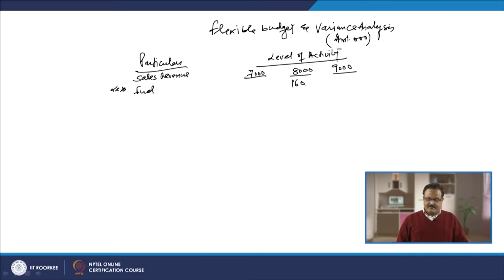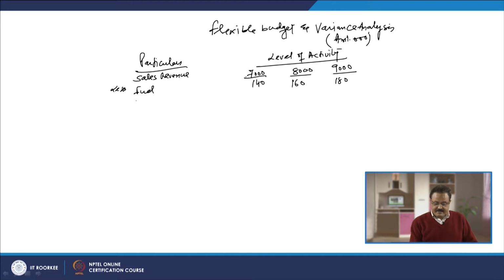Proportionately coming down, how much would it be for this level? That is 140, and if you increase the level from 8 million to 9 million, this will be 180. So, in this case we have found out the fuel cost for the 3 levels, taking the 8 million worth of revenue as the base.